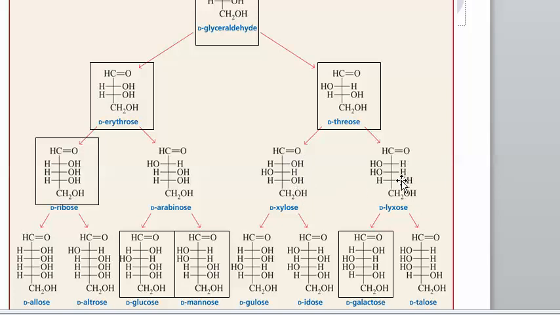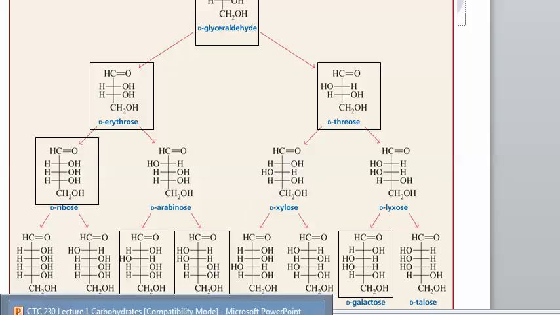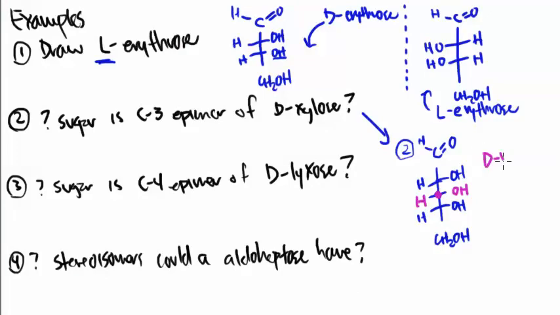So this one's not it, that one of course is not it, this one's not it, but lo and behold, look, we see a structure that has OHs all to one side, so that means that D-ribose is the C3 epimer of D-xylose. So D-ribose is going to be the answer here. So there's the structure, and if I were told to name it, and I do, what sugar, they want to know the name, that sugar is D-ribose.